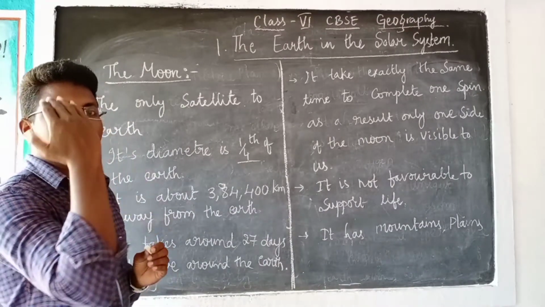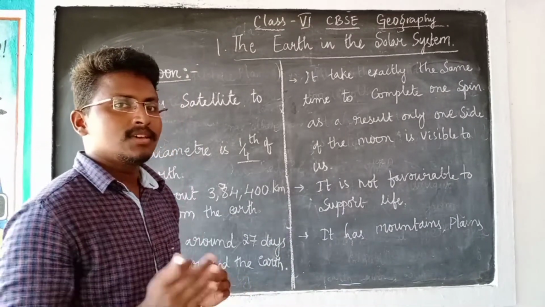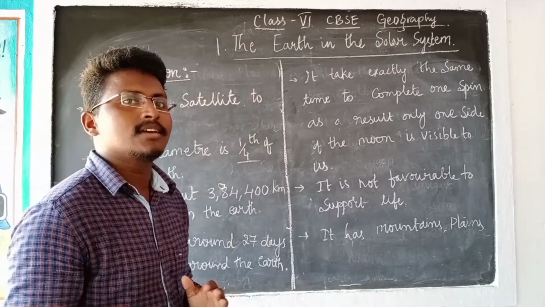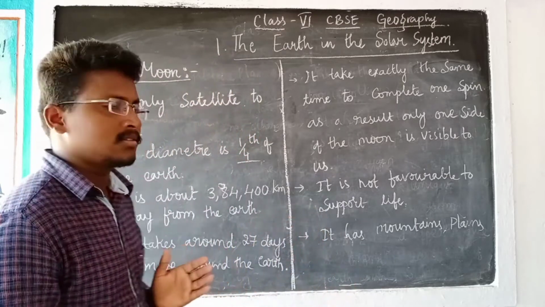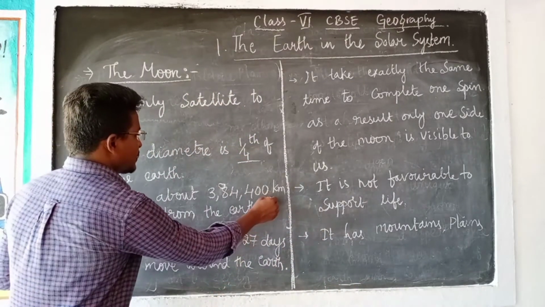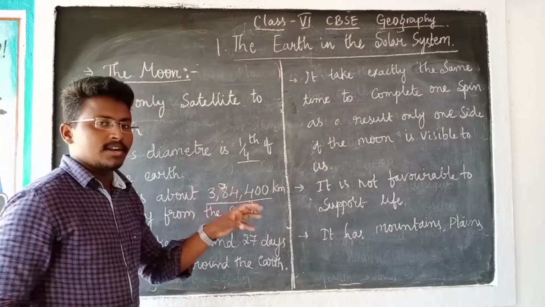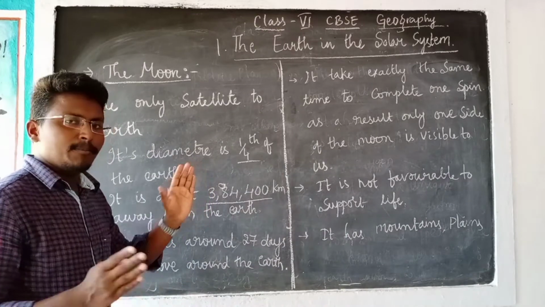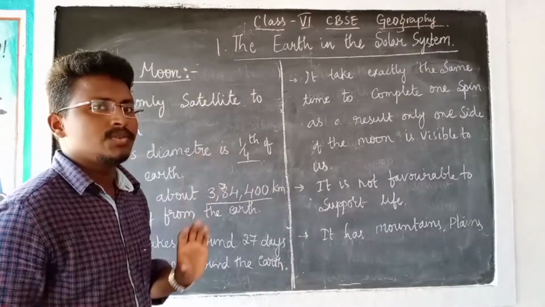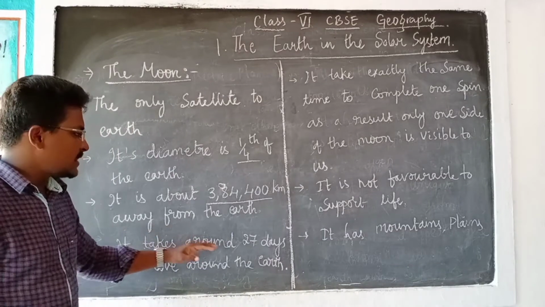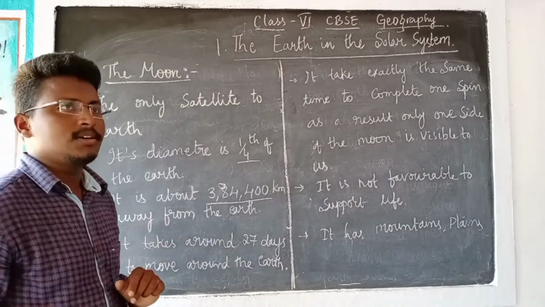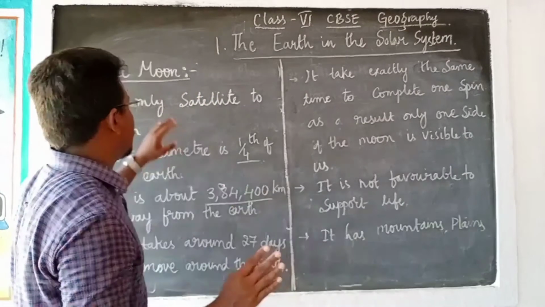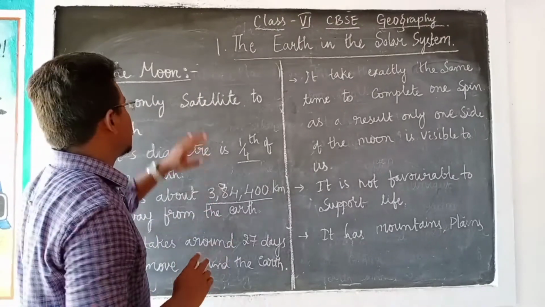Then the next thing is, what is the distance from the moon to the earth? In the previous lecture we have seen the distance from the sun to the earth. It is almost 15 crore kilometers. Now the moon is 3,84,400 kilometers away from the earth. So compared to the sun, it is very close to the earth. Then it takes almost 27 days to move around the earth. As I told, only one natural satellite of the earth is the moon.